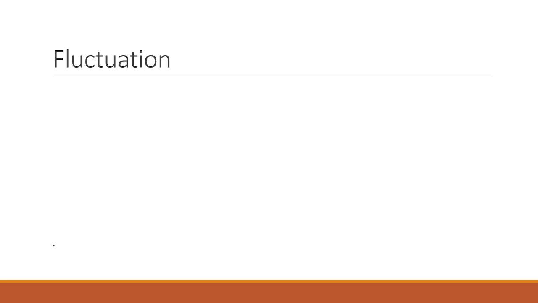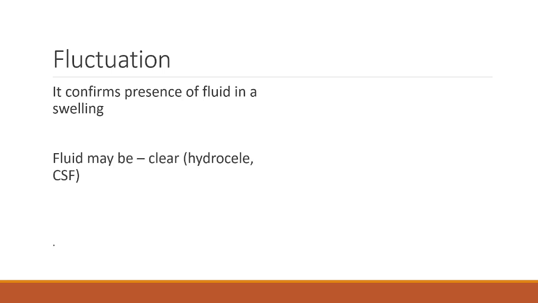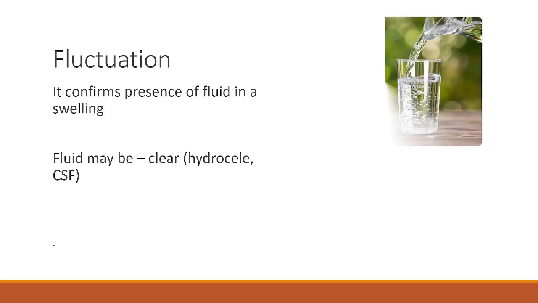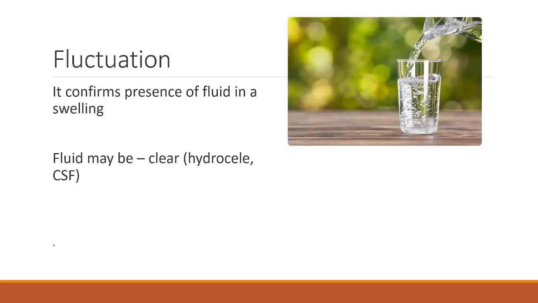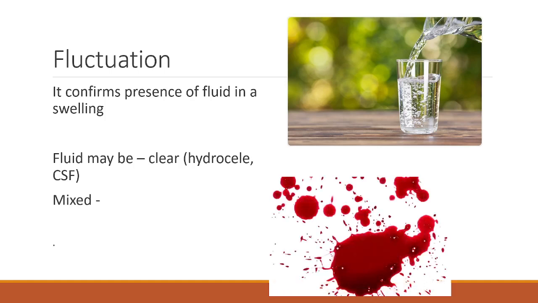So fluctuation confirms the presence of a fluid in a swelling, and that fluid may be clear fluid, like water, or it may be hydrocele amber colored fluid, or it may be cerebrospinal fluid also, as well as a mixed fluid like blood or pus or lymph.